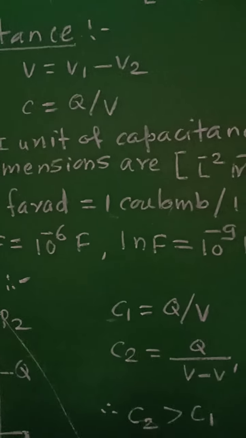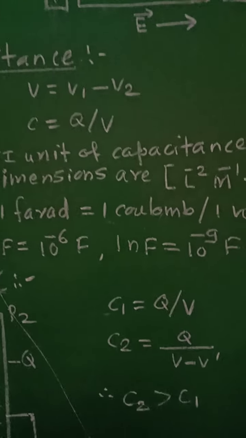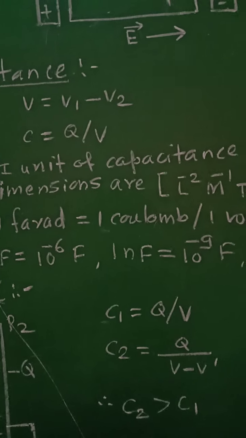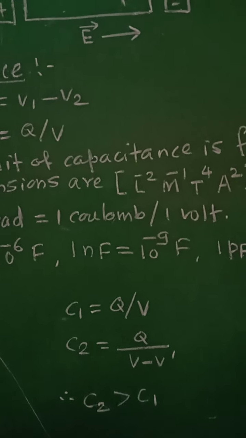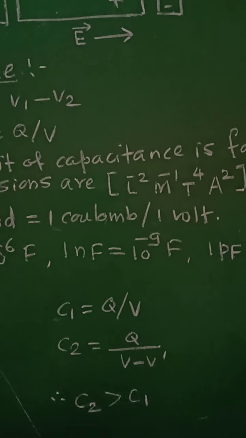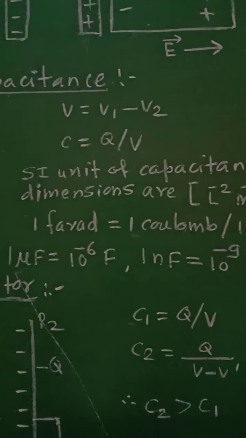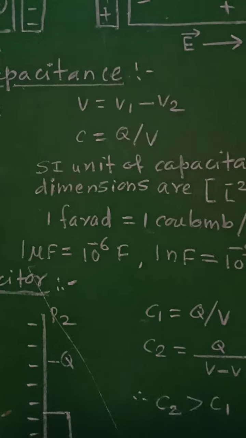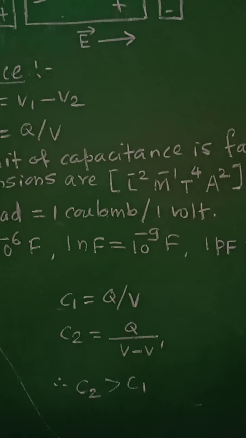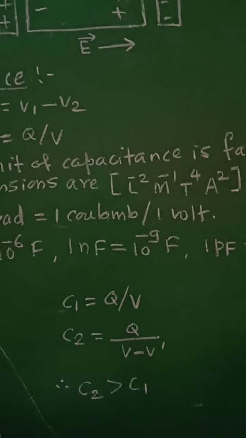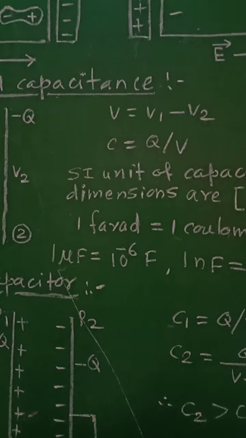1 farad equals 1 coulomb per 1 volt. That means if 1 coulomb of charge is given to any conducting plate, and the potential of that conducting plate rises by 1 volt, then the capacity of that conductor will be equal to 1 farad. When a charge of 1 coulomb given to a conducting plate raises its potential by 1 volt, the capacity of that conducting plate is equal to 1 farad.